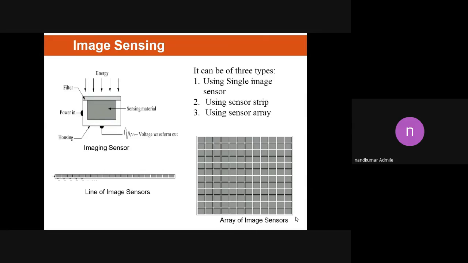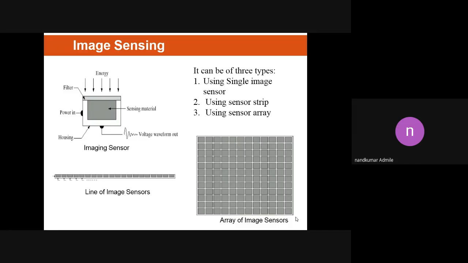After that we study sampling and quantization. Now what is sampling, and what is quantization? If we convert an analog image into a digital image, we have a number of intensity values. That amplitude digitization is called sampling, and in order to convert those analog values into integer values, we have to use quantization.